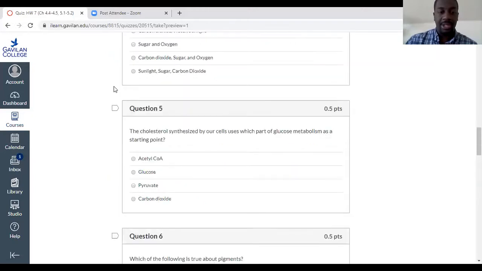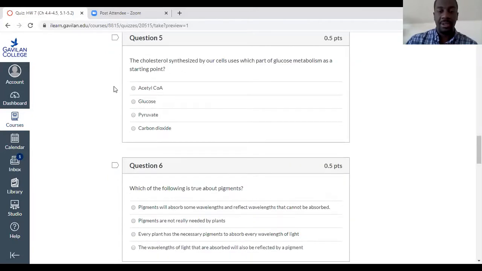All right, next question. So question 5. This goes back to chapter 4.5, I believe it is, or 4.4, 4.5, I think. The cholesterol synthesized by our cells uses which part of glucose metabolism as a starting point? Is it acetyl-CoA? Is it glucose? Is it pyruvate? Or is it carbon dioxide? Yes. So perfect. I'm seeing good answers.